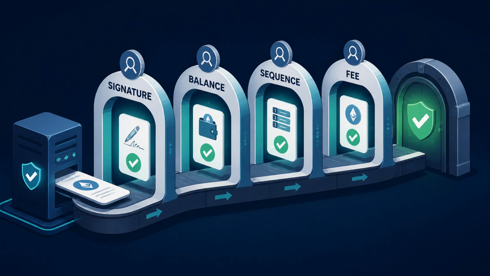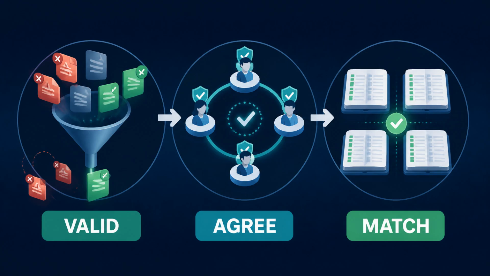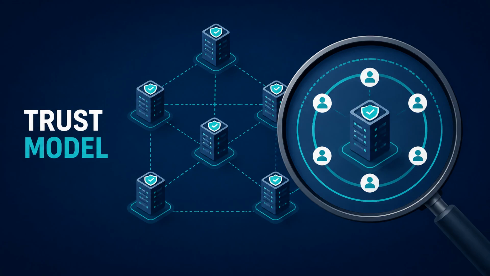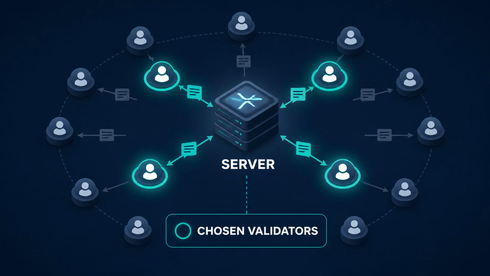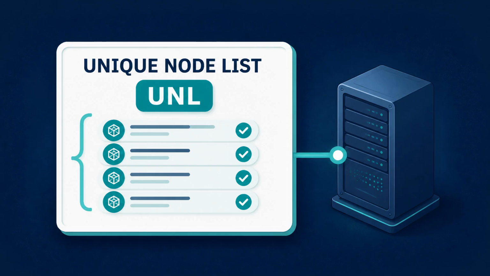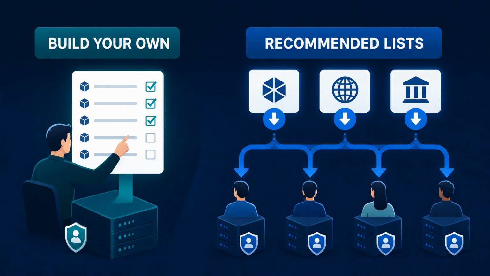Each server independently checks signatures, account balances, sequence numbers, fees, and other protocol rules. Validators mainly help the network agree on which valid candidate transactions to process next and confirm that everyone calculated the same result. The trust model is where things become more nuanced. Each XRP Ledger server chooses a set of validators whose messages it listens to. This is called a unique node list, or UNL. Server operators can build their own list, but many use recommended lists published by established organizations.